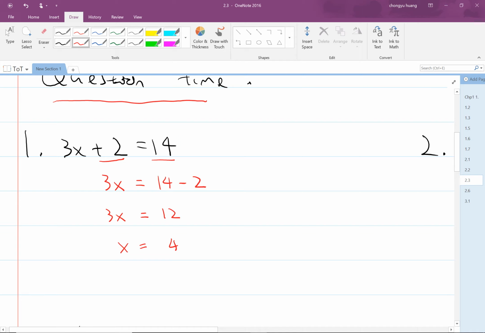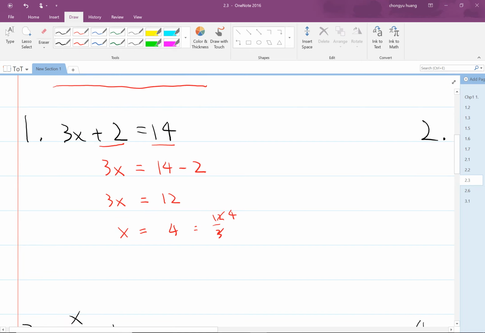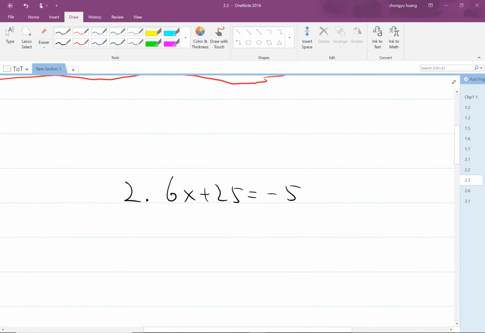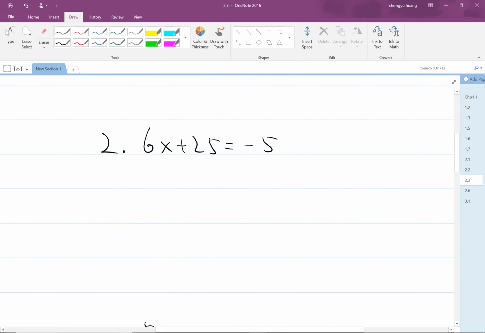So 12 divided by 3 is actually going to be 4, right? So here we are done with question 1. The answer is going to be x equals 4. And then let's move into question 2.